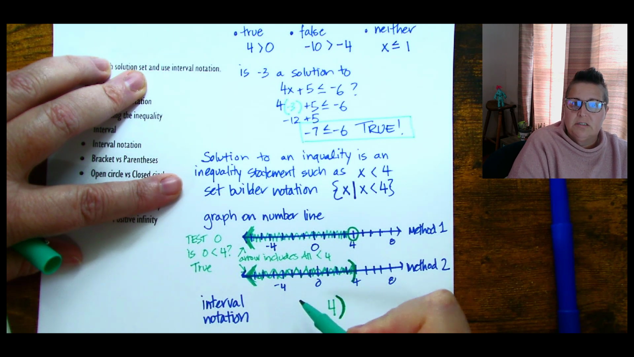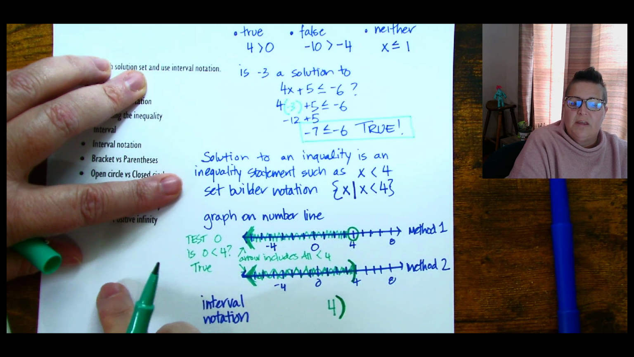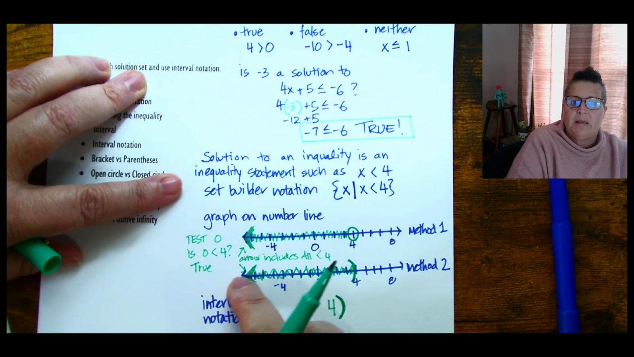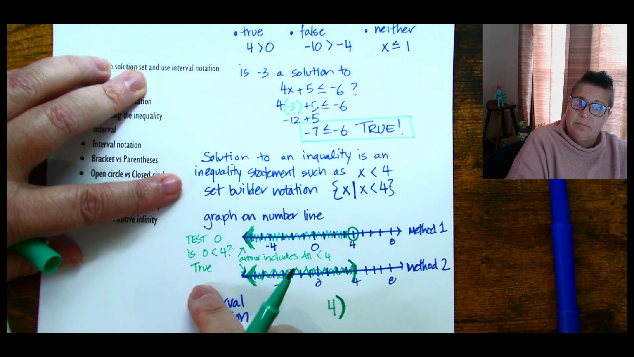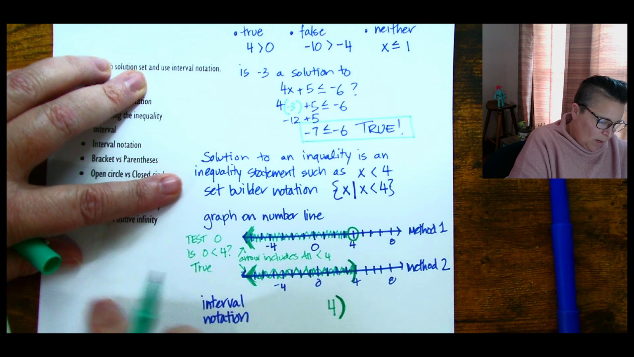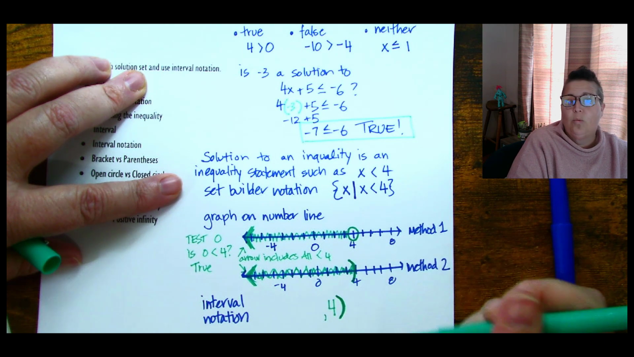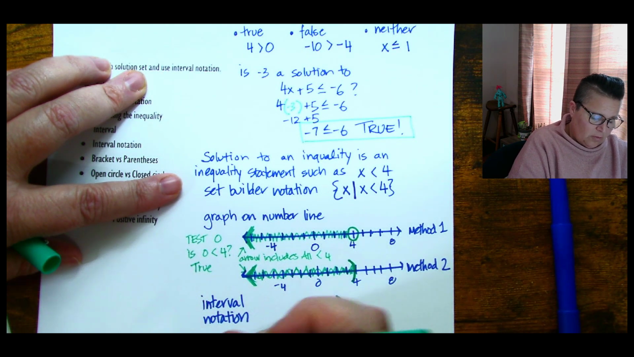Where did it start? If we're reading from left to right, we've got to figure out where it started. Which number did it start at being less than 4? And the fact is, it didn't start at any specific number. It started way over here in the negatives someplace. Which negative number? We don't know. Because whatever one I start at, I could go even further.